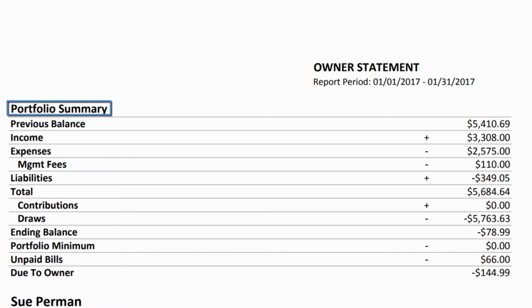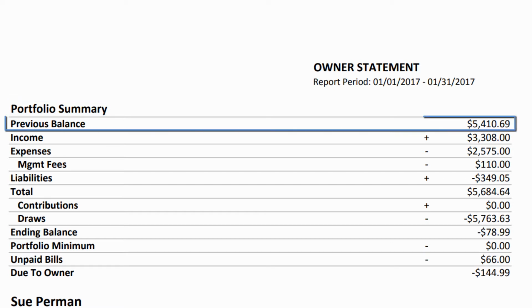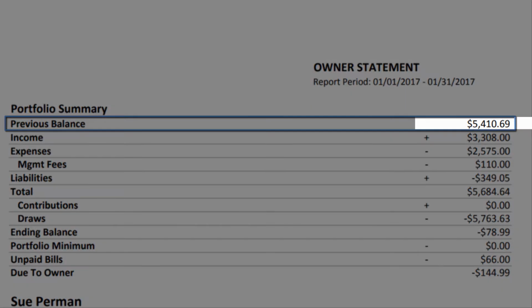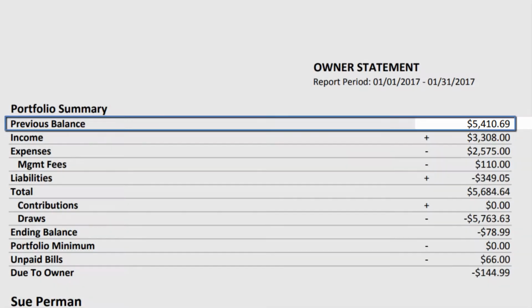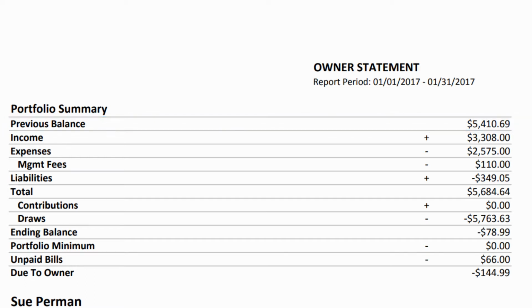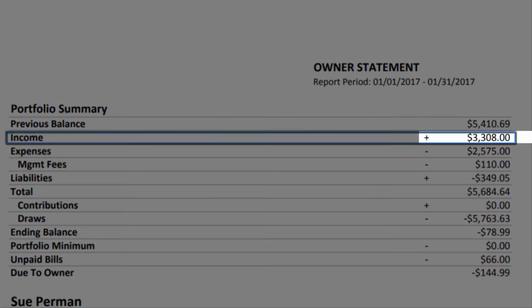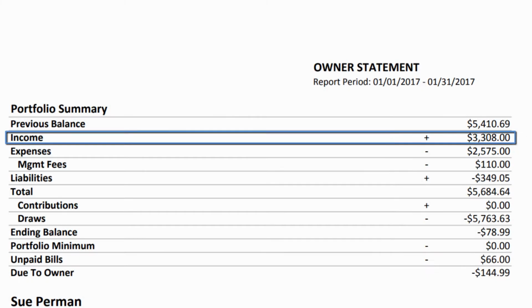Portfolio summary. This is used as quick reference and is a summary of the entire portfolio at a glance. Previous balance. This is the ending balance that is carried forward from the prior month or statement period. If this is a negative amount, then that is the amount outstanding, and if it is positive, then that is owed to the owner.